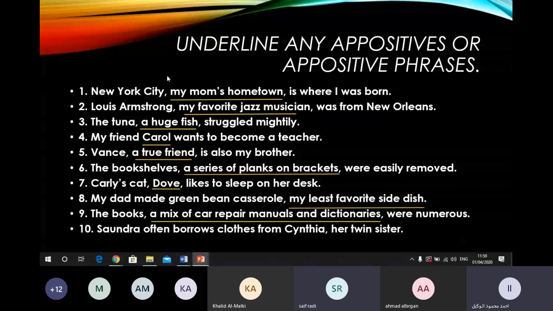Sandra often borrows clothes from Senitha, her twin sister. So you have here the name Senitha, and what comes after it to identify it is her twin sister. So here, her twin sister is called an appositive phrase. But if you have just one noun, like number 7 or number 4 here, it's called just an appositive. Okay? All right.